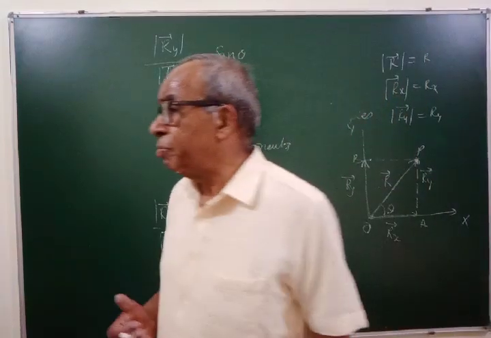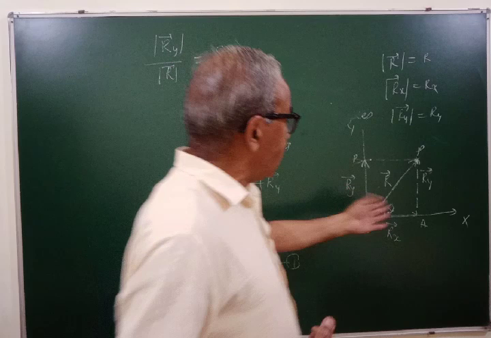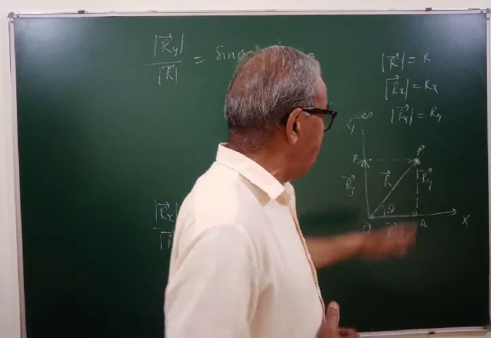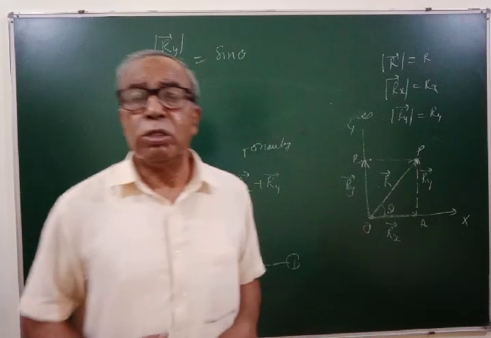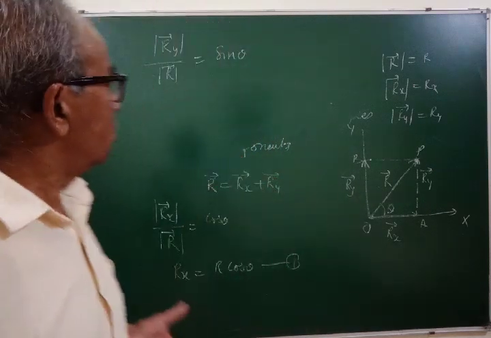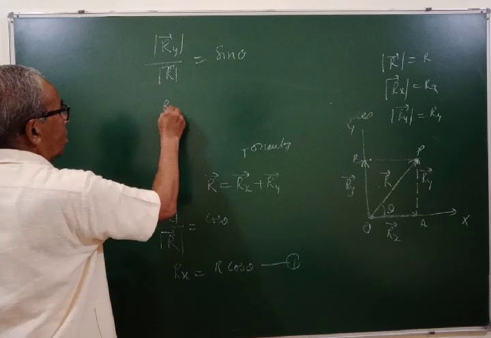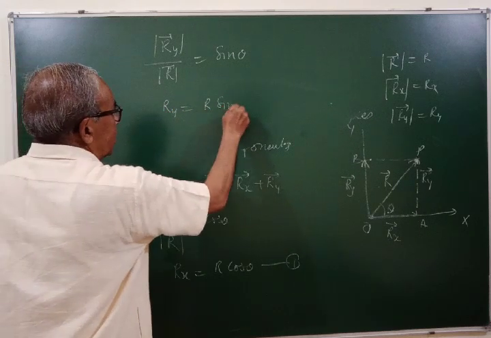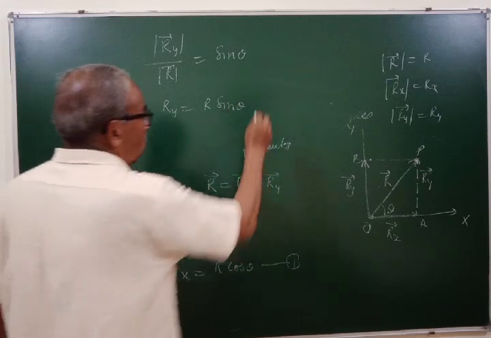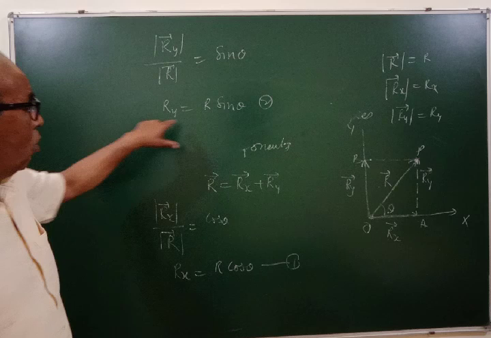I know we have to learn base upon hypotenuse is cos theta, perpendicular upon base is tan theta, perpendicular upon hypotenuse is sin theta. It hardly takes very small time. Or simply Ry is equal to R sin theta. This is the magnitude of the component of vector R along the y-axis.